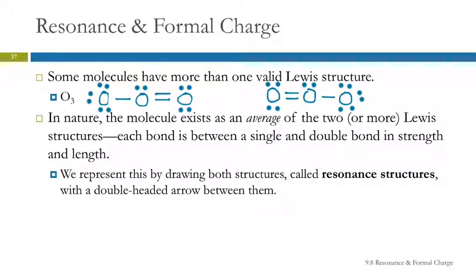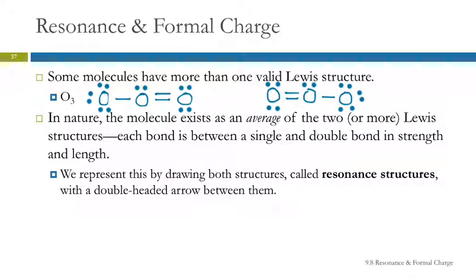We can determine the length and the strength of the bonds in ozone. These Lewis structures predict that this is a double bond. It's going to be stronger and shorter than the single bond. But in reality, both of those bonds are equal in length and in strength, and they're intermediate between a double and a single bond. So you can kind of think of them as a 1.5 bond. So we represent that by drawing the two structures with a double-headed arrow between them.